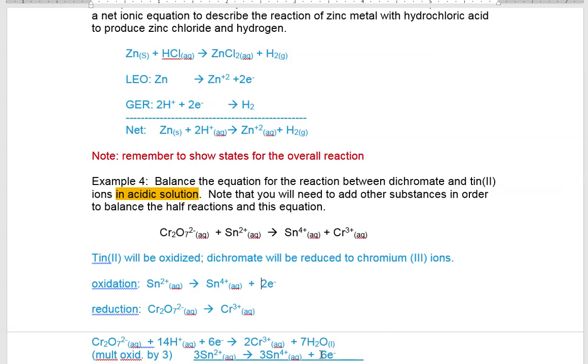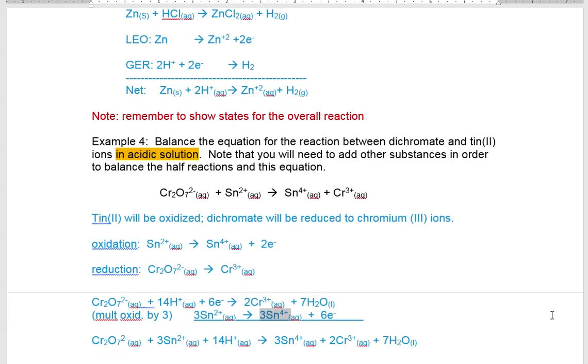So now our electrons are going to cancel with our other electrons, so we just need to write our overall equation. On the reactant side, we're going to have dichromate, 14 hydrogen ions, and 3 tin +2. On the product side, we have chromium +3, 7 waters, and 3 tin +4. It does not matter which order you end up putting them in as long as you show reactants on the reactant side, products on the product side.